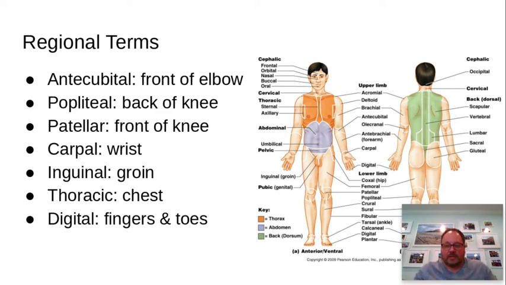The patellar region. The patella is the anatomical term for your kneecap. So the patellar region is the front of the knee. Anything carpal is in reference to the wrist. You think of carpal tunnel syndrome. So carpal means wrist, like your carpal bones are in your wrist. Inguinal means groin. So the inguinal region is basically where the thigh meets the trunk of the body. Thoracic, we mentioned that. That means chest. And then digital, your digits, are your fingers and your toes.